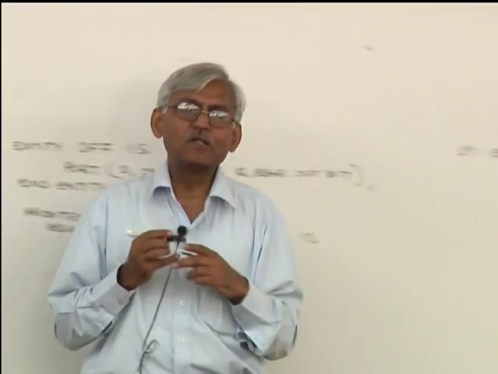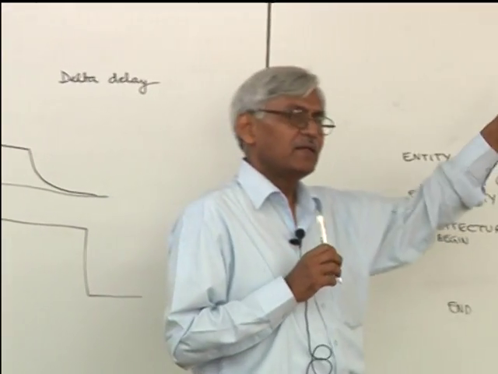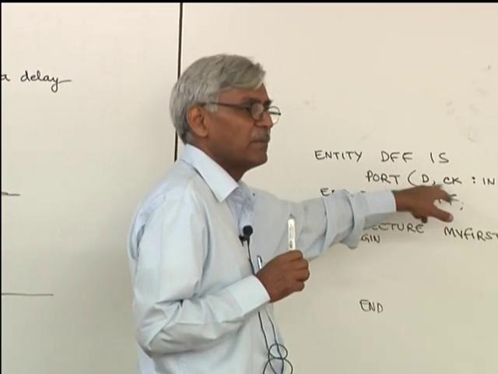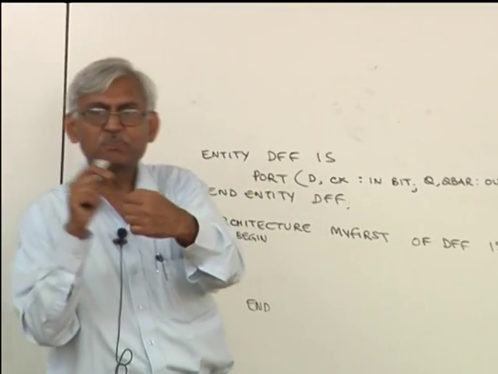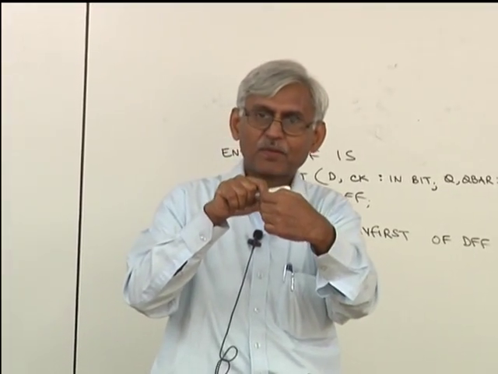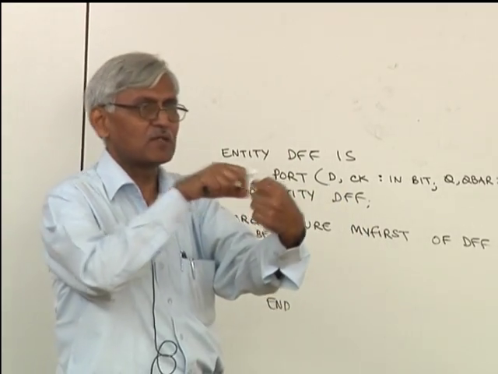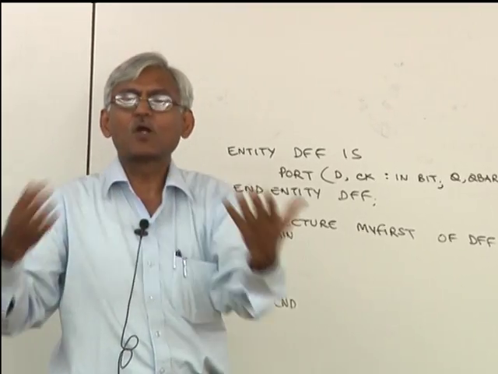Port map is equivalent to soldering a wire. Okay? So the entity told you what is its pin diagram. So it has a pin called D, a pin called clock, and so on. Now you are connecting these pins to some signals, okay, which is equivalent to soldering a wire. So you are soldering a particular wire to the D pin, soldering a particular wire to the clock pin, and so on. That is called port map.